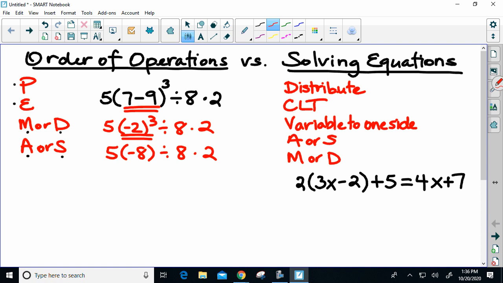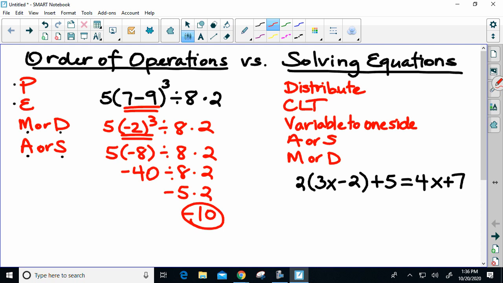Then you multiply or divide from left to right. So now you just go from left to right. 5 times negative 8, negative 40. Negative 40 divided by 8, negative 5. Negative 5 times 2, negative 10. So that's order of operations.